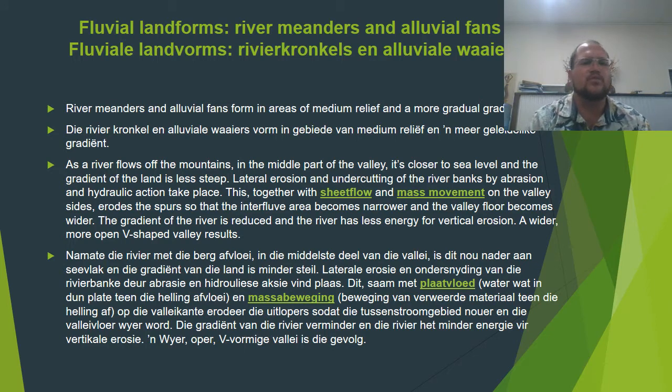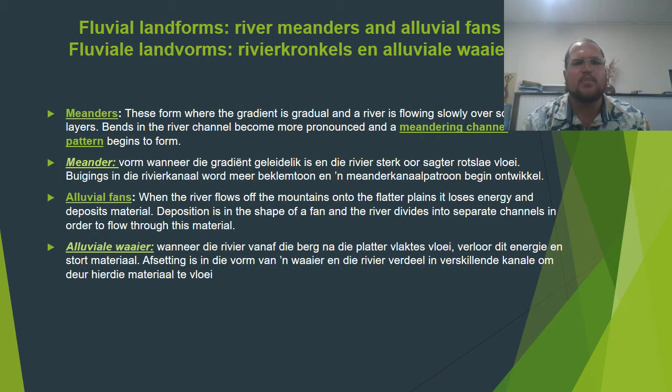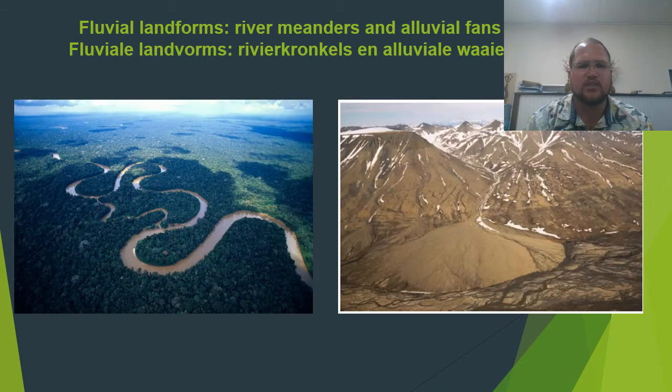More fluvial landforms, river meanders and alluvial fans. I'll show you a bit about alluvial fans when we get to that image. This you can read through at your own time. A mass movement we've done in grade 10, we've revised in grade 11. Sheet flow, or platvloei, is when water flows over a thin flat plate or hard surface. Then meanders we've done before, alluvial fans I'll show you on the image now.